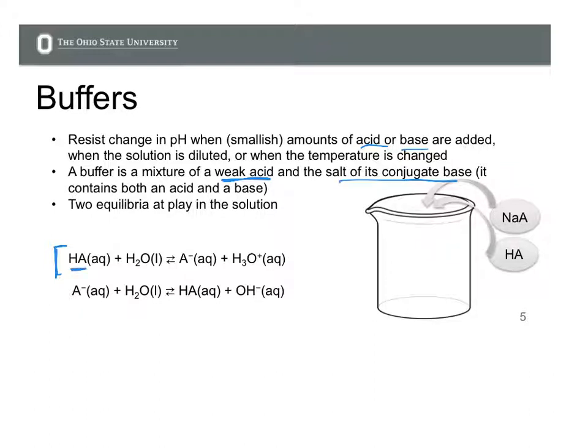So we'll have our weak acid, which we can abbreviate HA. We're going to add that to solution, and it's going to be in equilibrium with its conjugate base and H3O+. We're also going to add the salt. So here we're adding the salt of the conjugate base of the weak acid. So in this case, A-, or as I've written over here, NaA, which is the sodium salt of the conjugate. And that's going to be in equilibrium with HA and OH-. So these two equilibria are taking place.